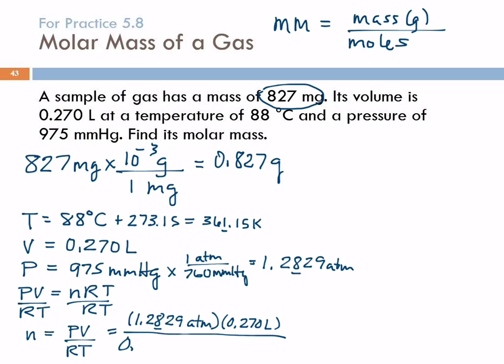That's divided by 0.08206 liter atmospheres per mole Kelvin. And then the temperature is 361.15 Kelvin. When you do this on your calculator, be careful. A common mistake I see is that students will do this number times this number, they'll divide by this, and then they'll multiply by the 361.